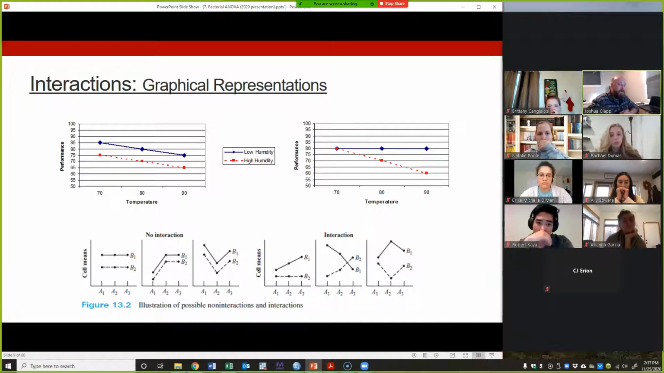Similarly, if we have other types of interactions here, right, this is all kind of a linear pattern, which is fine and easy, but we can have other types of things, right? So here, no interactions, we've essentially got parallel line plots, okay? Here, we're seeing clear interactions because we have divergence across these means.